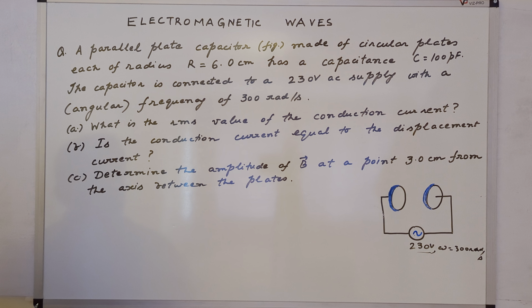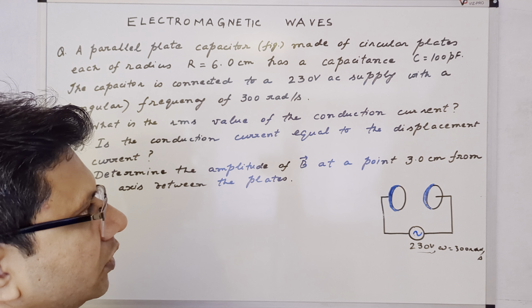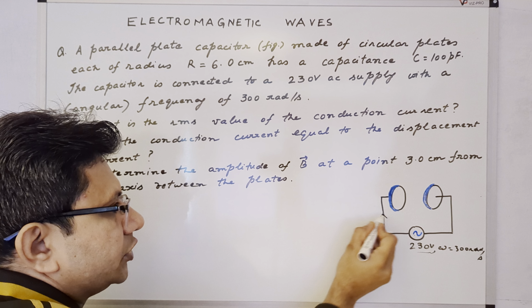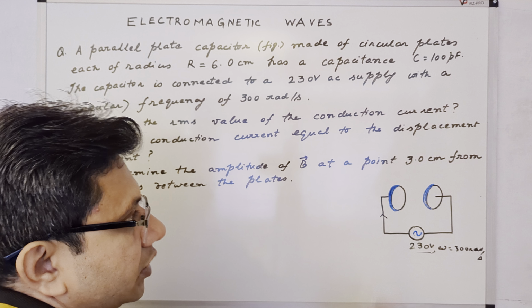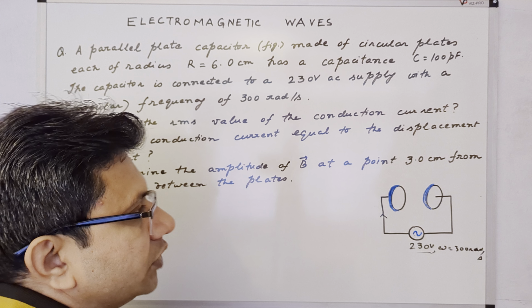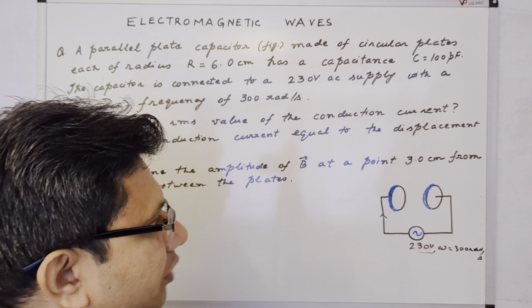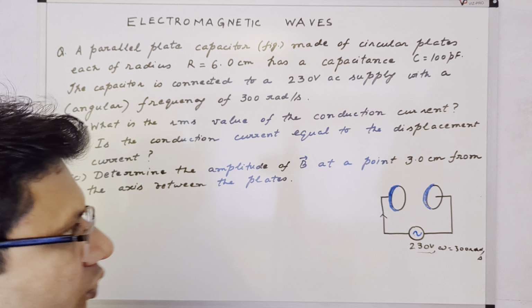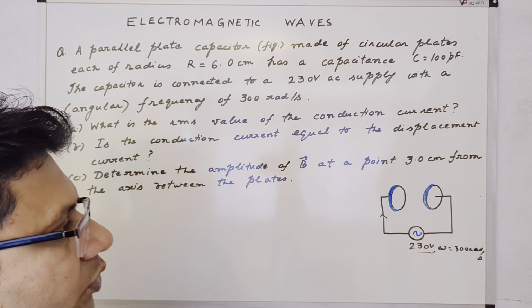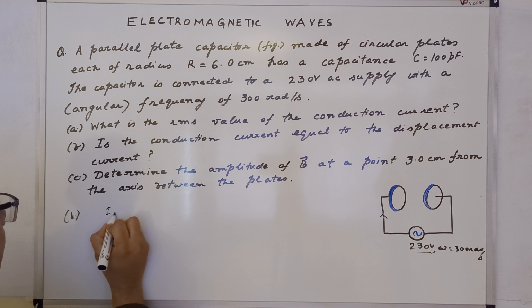Now in the B part of this problem, it is asked whether the conduction current is equal to the displacement current. Now the conduction current is the current which is flowing in the wire to charge this capacitor, and the displacement current is the current in between the plates of the capacitor. This is due to the change in the electric field in between the plates. So we know this fact that the displacement current is equal to the conduction current. Now let us prove this also.